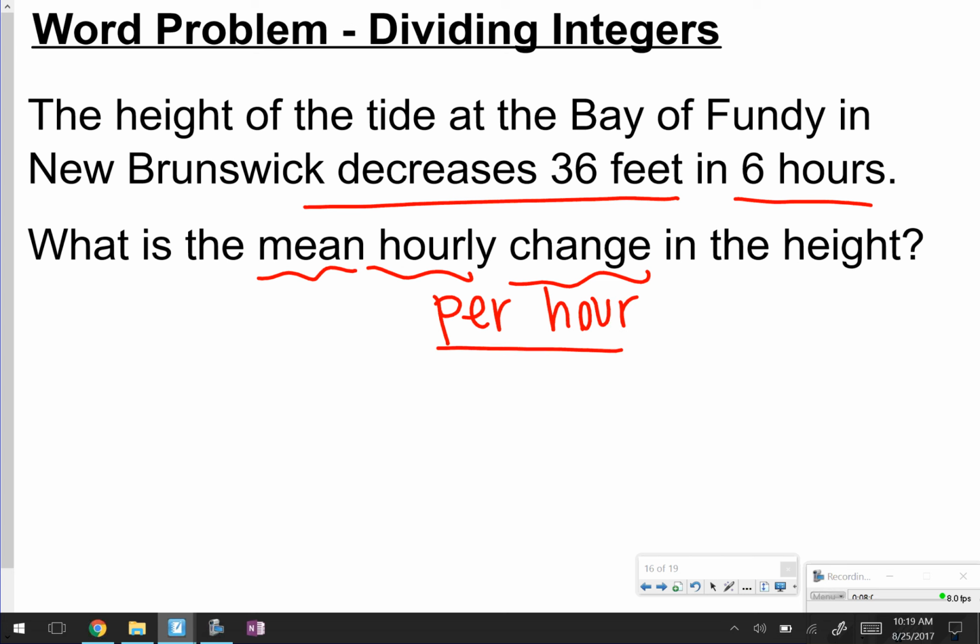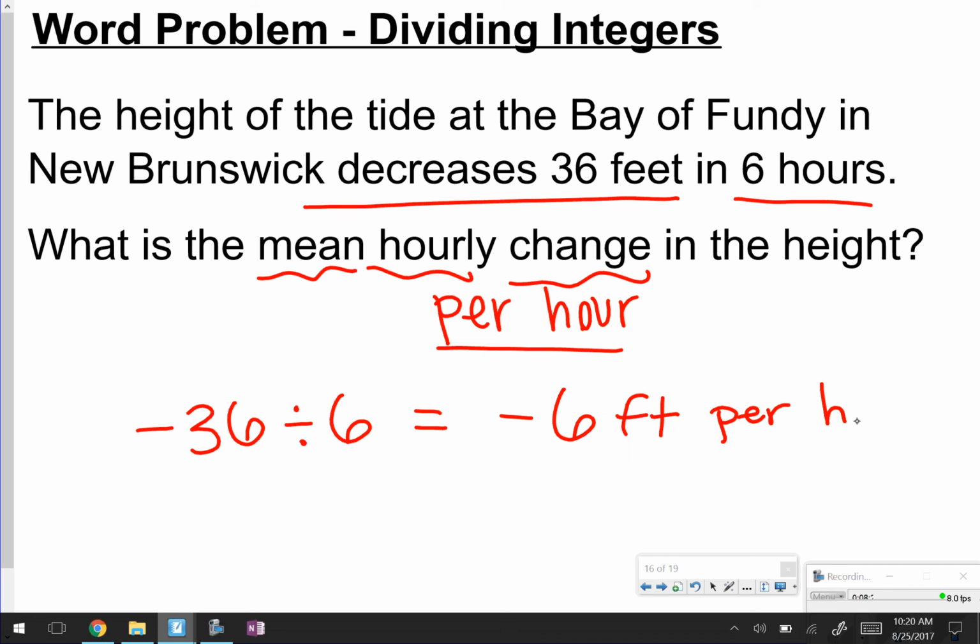So what you're essentially going to do is take how much it decreases by, 36, and that's going to be a -36 because it's decreasing, and divide it by the number of hours, 6. When we divide -36 by 6, we get -6. So that means it's changing -6 feet per hour.